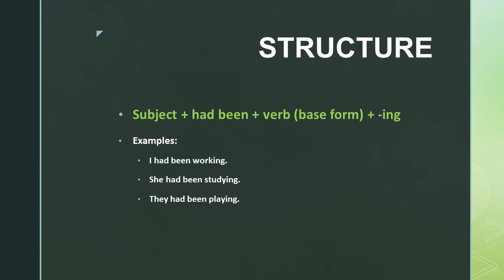I had been working. The had been is a standard helping verb for all sentences in the past perfect continuous. It doesn't change according to the subject. It remains the same. So similarly, she had been studying. They had been playing. You can make more sentences of your own and you can post them in the comments box.